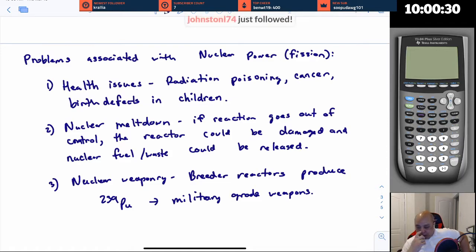You mean like, do you have to cite a specific example of a health issue or a nuclear meltdown? I don't think so. But I think if you said the things that we listed here, that would be sufficient. Like radiation poisoning or nuclear meltdown, weaponry. I think this is general enough. I don't think you need to say Chernobyl or Fukushima and things like that. I think these general things are what they're looking for.